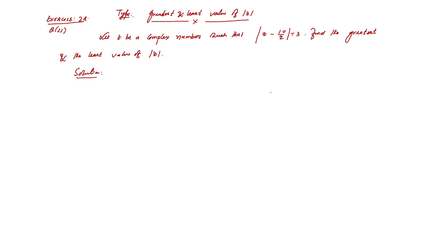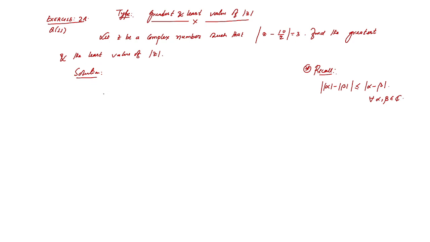Now when you do this kind of problem, the greatest and least value of mod Z, you try to use this trick, which we consider as a recall. The recall is: the modulus of mod alpha minus mod beta is always less than or equal to mod of alpha minus beta, for all alpha, beta belonging to the complex numbers. This is a very important trick, and for doing this kind of problem we need to apply this recall that we already know.